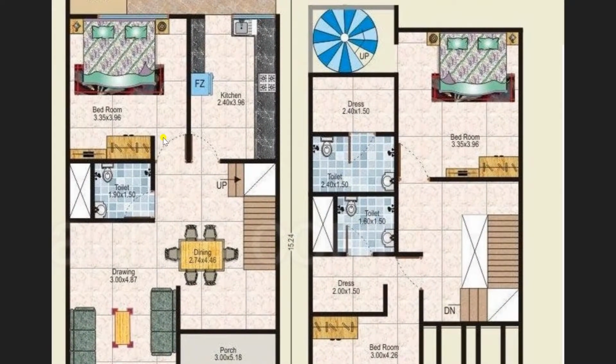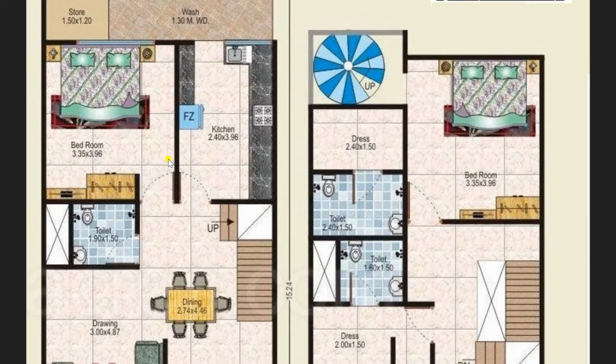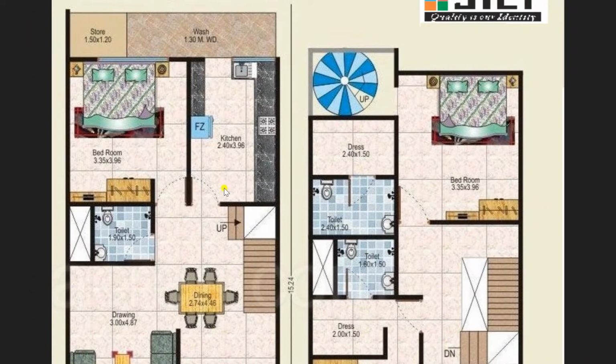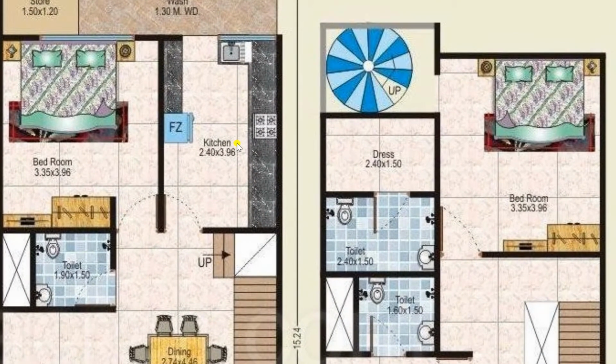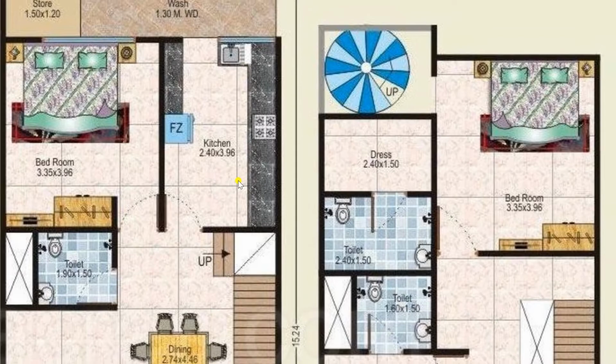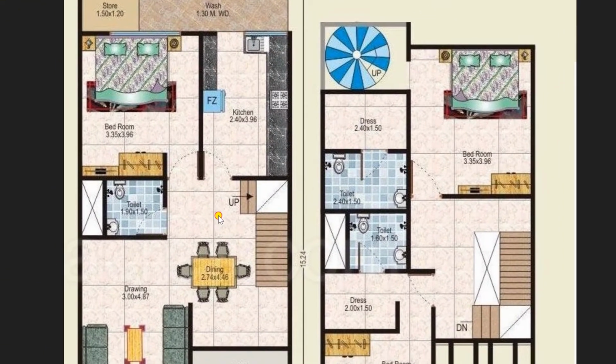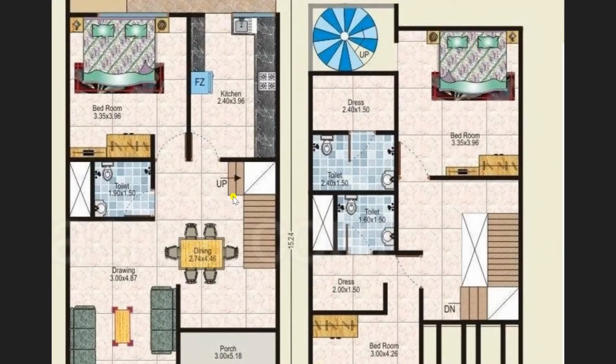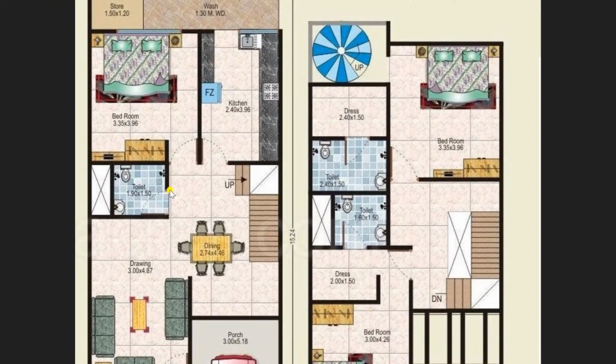Now on the left hand side you can view a common toilet is available of 1.90 by 1.50 meters. From here I am moving towards the master bedroom in the ground floor plan. This is a dimension of 3.35 meters by 3.96 meters, a very sufficient area, and we have plotted a wardrobe and LCD here, and a bed is also plotted. Now I am coming back. You can view there is a kitchen of dimension 2.40 by 3.96. From the kitchen I came outside, and I am entering towards the upstairs. So the ground floor is very comfortable, a 1 BHK: 1 bedroom, hall and kitchen.